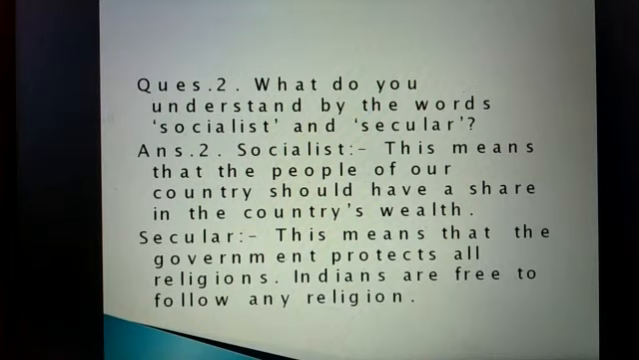Answer 2. Socialist. The word socialist you have to write with a black pen. This means that the people of our country should have a share in the country's wealth. Secular. The word secular also you have to write with a black pen, and the rest of the lines you have to write with a blue pen. This means that the government protects all religions. Indians are free to follow any religion.